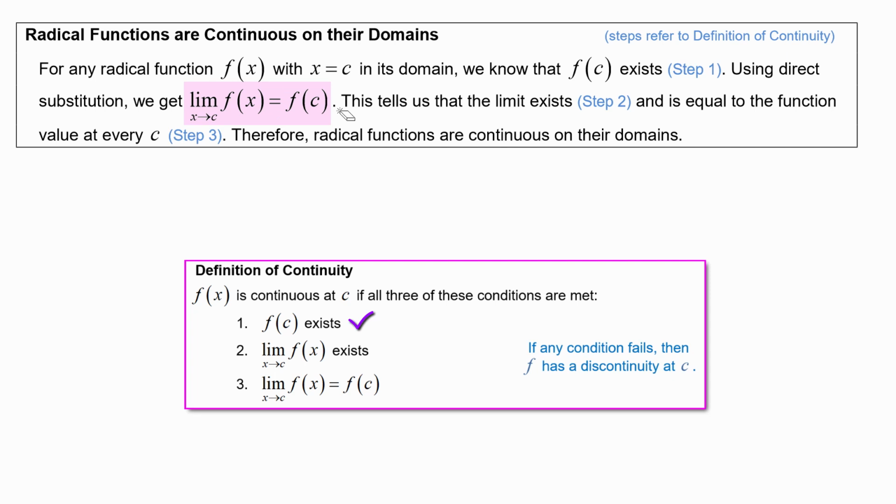We know that f of c exists everywhere on the domain. Therefore, this limit exists everywhere on the domain. So that satisfies step 2. And since the limit value is equal to the function value at every c, then that satisfies step 3 of the definition. So because steps 1, 2, and 3 are satisfied at every value of c in the domain, we know that radical functions are continuous on their domains.